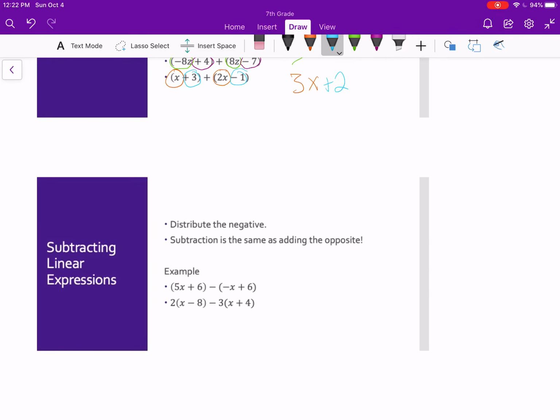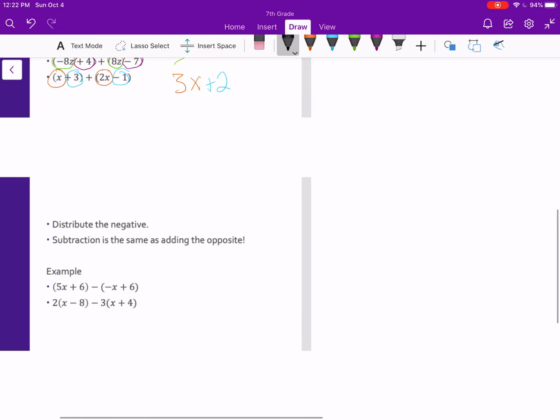Subtracting linear expressions is going to be pretty similar, except now we have to do one little extra step. So we're going to distribute in the negative because subtraction is the same thing as adding the opposite. There are two different ways you can think about this, and I'll show you both. So I'm going to rewrite that first problem over here just so I have a little bit more room. (5x plus 6) minus (negative x plus 6).